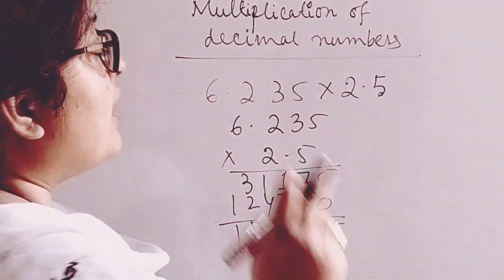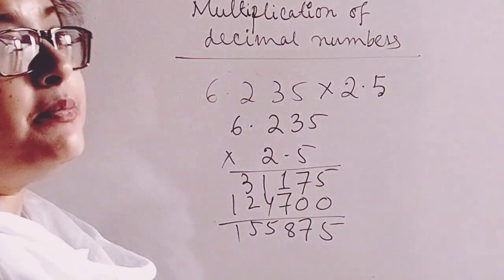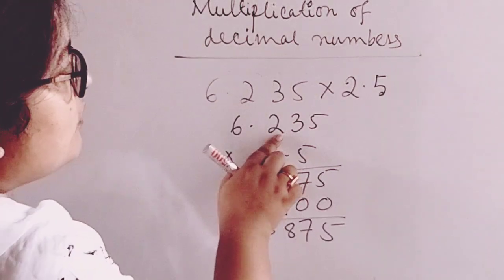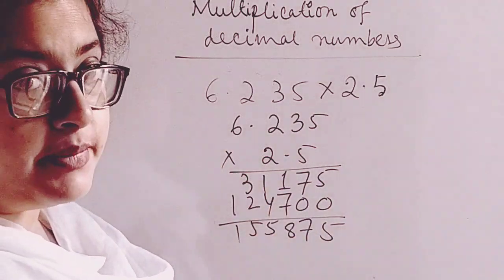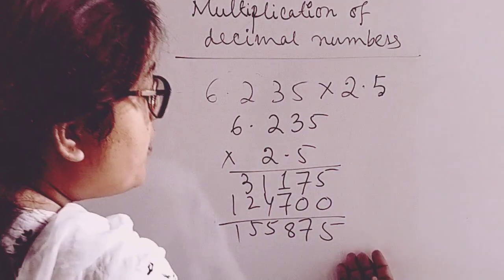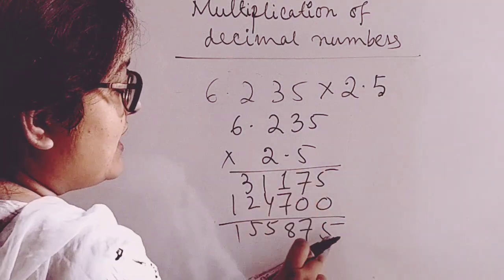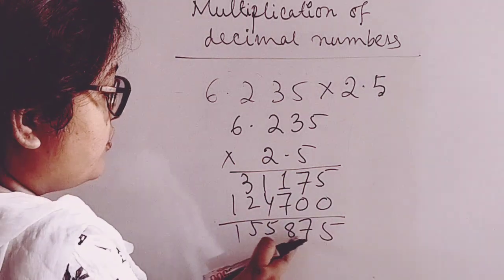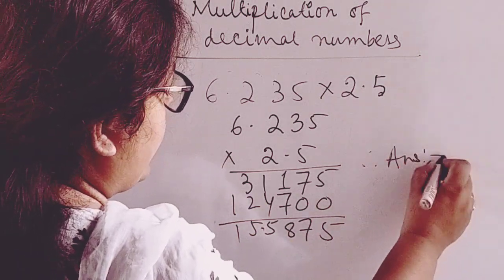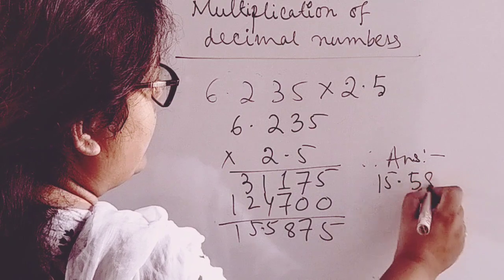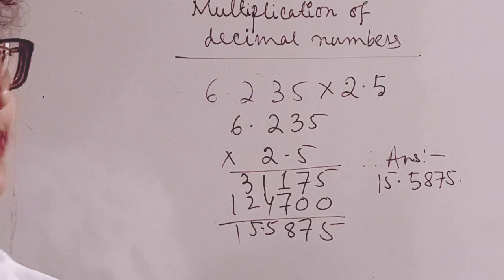Now what you have to do, you have to count the number of places after decimal in both multiplicand and multiplier. How many places are there? 1 2 3 4. Considering both, we get 4 places in total after decimal, right? So from right to left, you have to just count 4 places and have to put the decimal in the answer only. 1 2 3 4. So decimal will be over here. So the answer is 15.5875. Hope you all have understood the procedure of multiplication of decimal numbers.